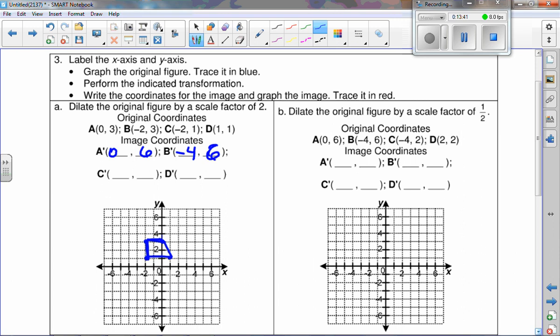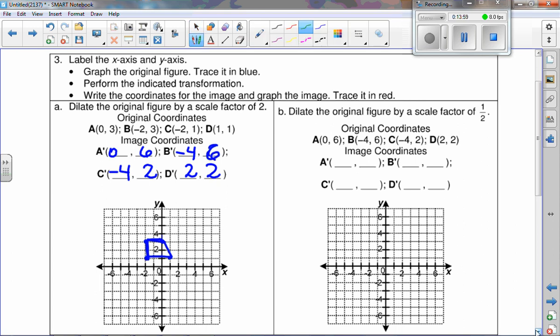And then our point C, negative 2 times 2 is negative 4 again. And 1 times 2 is 2. And on D, 1 times 2 is 2. And 1 times 2 is 2. Now we can plot these points and see our dilation.